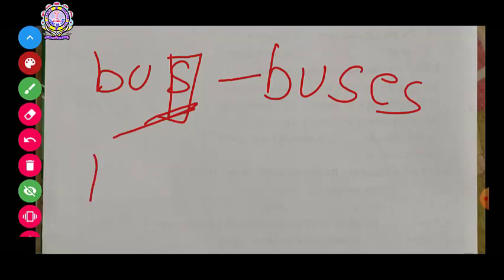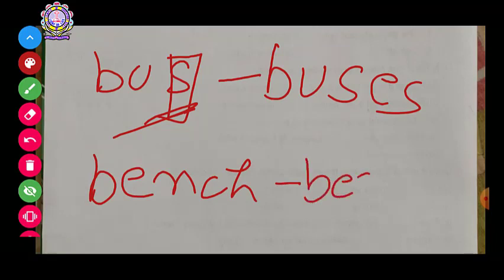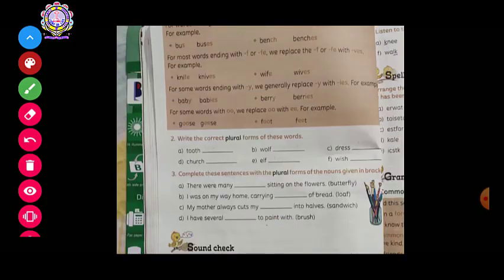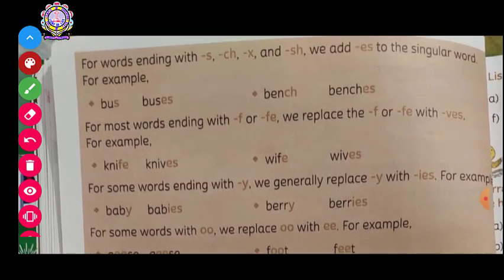Next word is bench, B-E-N-C-H. Bench, then what will come? As I've told you that we have to add ES in it, so ES will come here. Is it clear? Now back to our exercises. So bus, buses, ES; bench, benches, ES.